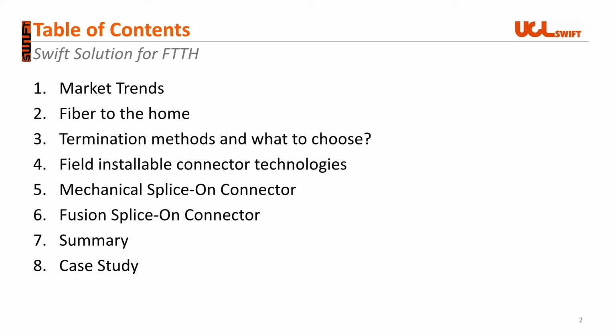Table of contents. We're gonna start with market trends, what has been happening and today. Just a brief concept of fiber to the home. Different types of drop cable termination methods. And what is the best option you are going to choose? Field installable connector technologies: mechanical splice-on connector and fusion splice-on connector. Summary, and finally a case study, a couple of examples of FTTH installation in the world.